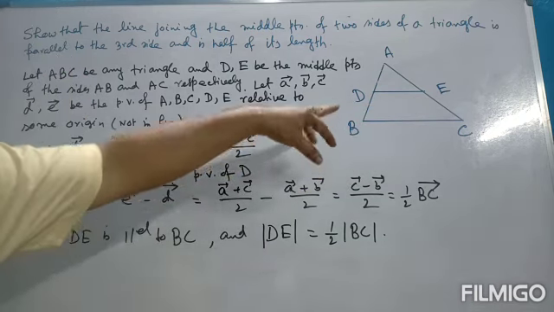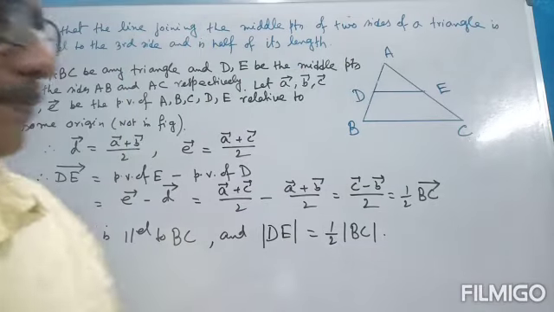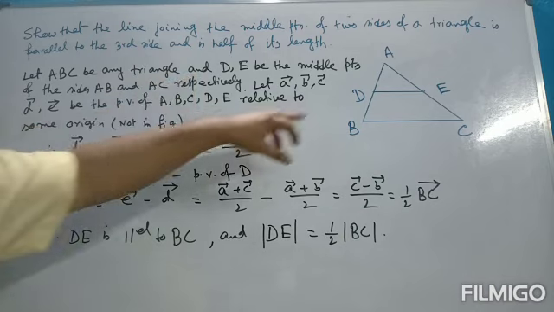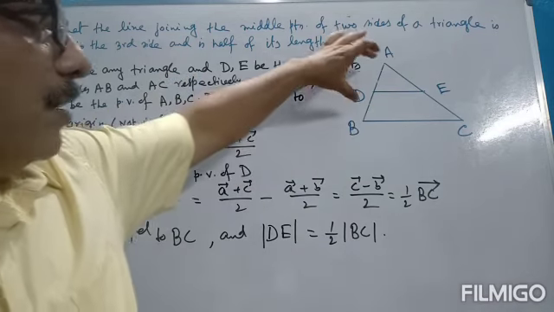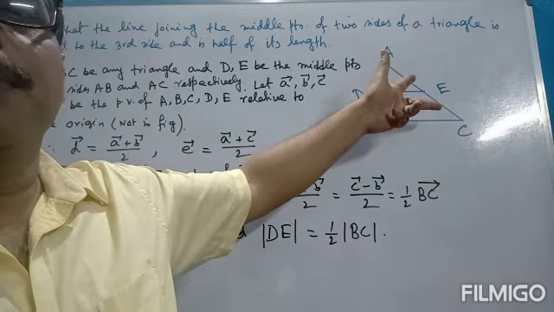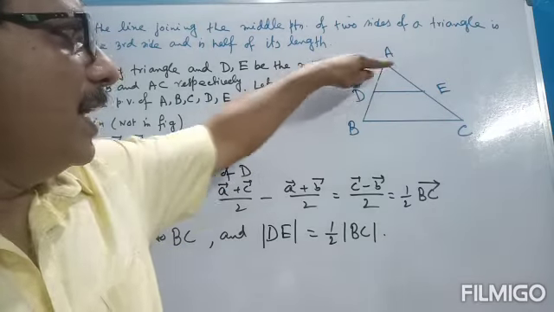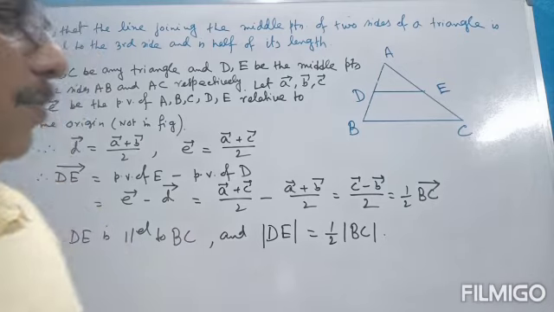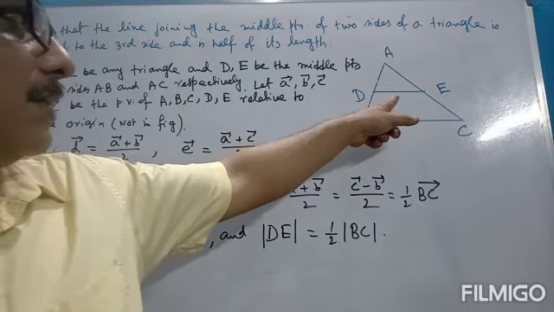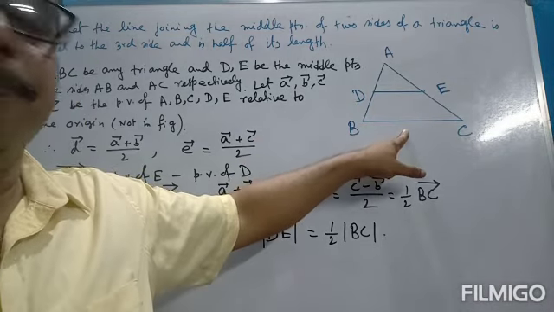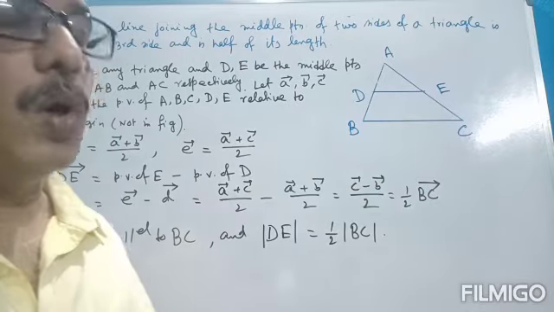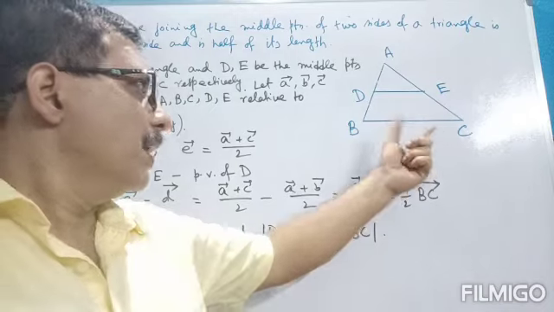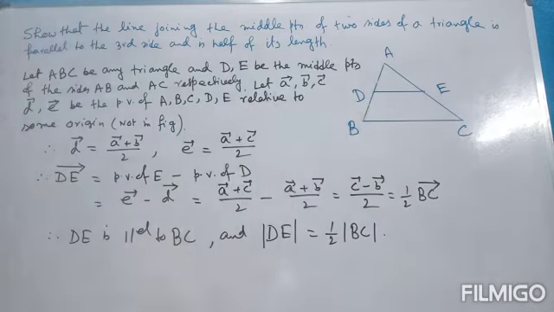So let us take a triangle ABC, any triangle. D and E are the midpoints of AB and AC respectively. D is the midpoint of AB and E is the midpoint of AC. Now if we join DE, we have to prove DE is parallel to BC, the third side, and DE is also half of the length of BC. DE is half of BC.